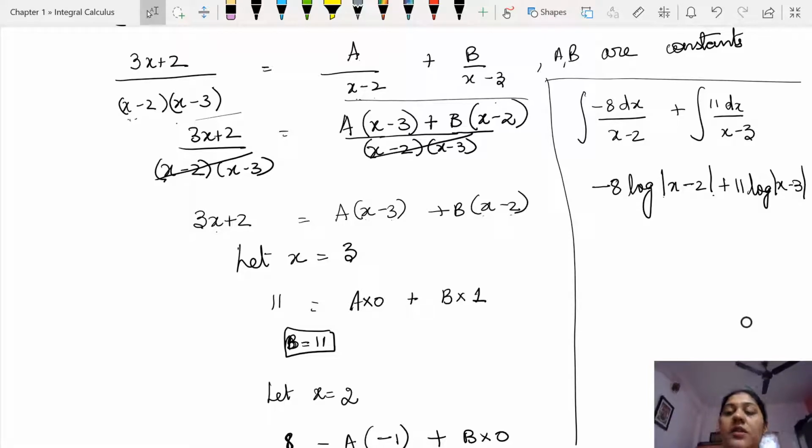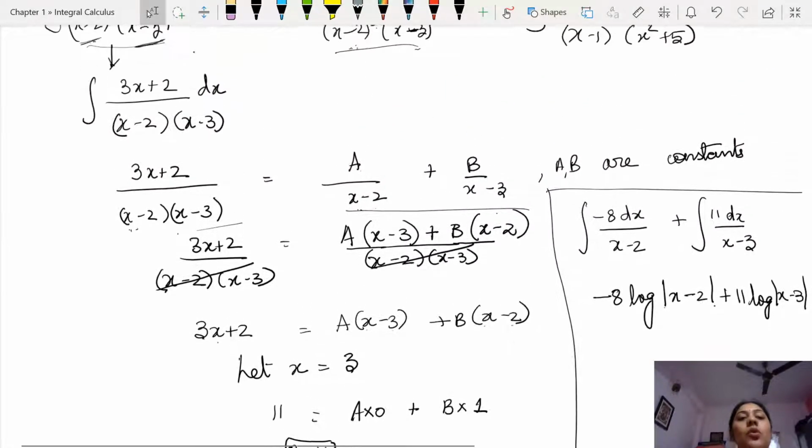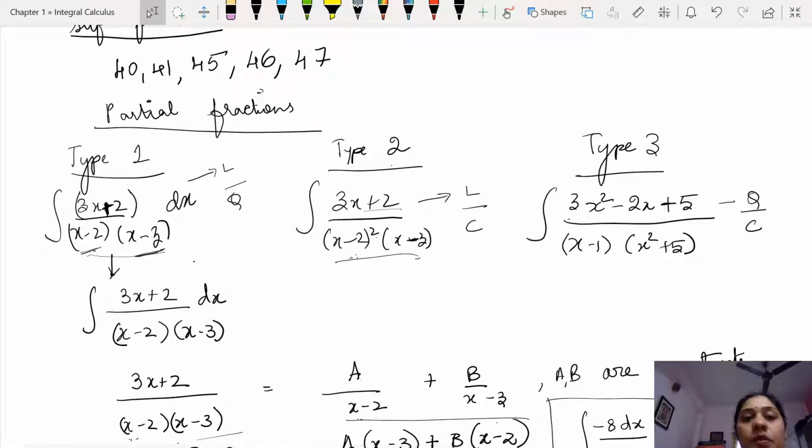So these are questions that I have taken from your solved examples in the textbook. These are not the questions from the exercise. I'll give you a few problems from the exercise to be solved on your own. Okay. Let's go to type 2. This is your type 2.